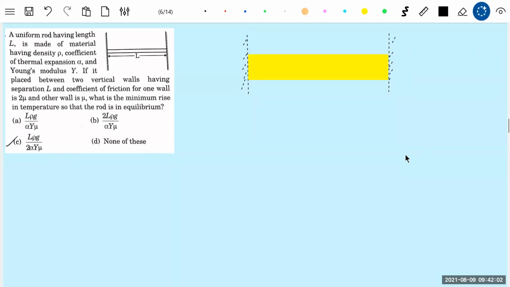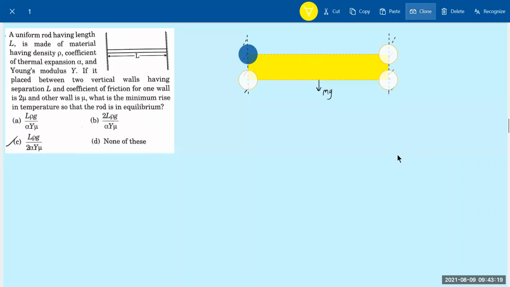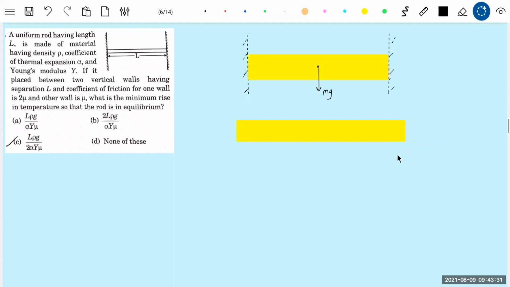Now this is about the wall. If the walls were not there, then what would happen to the rod? Due to rise in temperature, it would have expanded. It would have expanded, but the walls will not permit. So therefore now definitely there will be normal contact, normal reactions N at both walls.